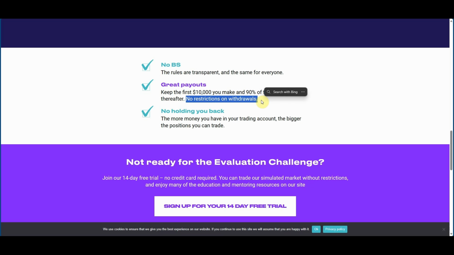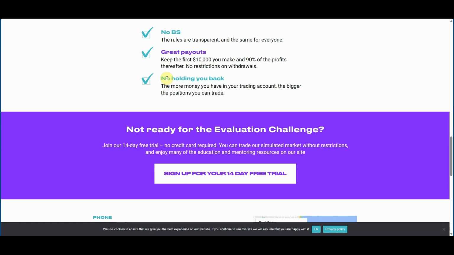If you make the money, obviously you don't want to withdraw into your minimum balance, giving you no room to trade. You can manage that yourself, but if you do make some good profits, you can take them out. So no holding you back.